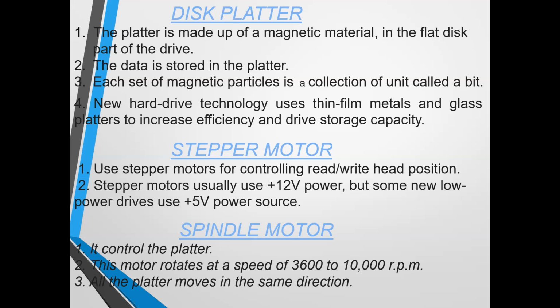Because it's magnetic, it can quickly lose its content. And of course, the data is stored on these disk platters. Each set of magnetic particles is a collection or unit that is called a bit. New hard drive technology uses very thin films of metals and glass platters to increase efficiency and storage capacity. That's why we keep them carefully, because they are very fragile. You drop a glass, you know what happens. You drop a small magnet, you know what happens. Very thin films can easily break. Those are the disk platters.